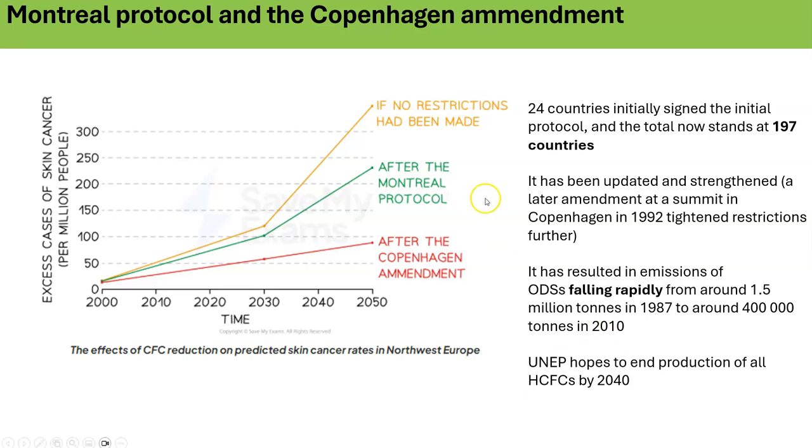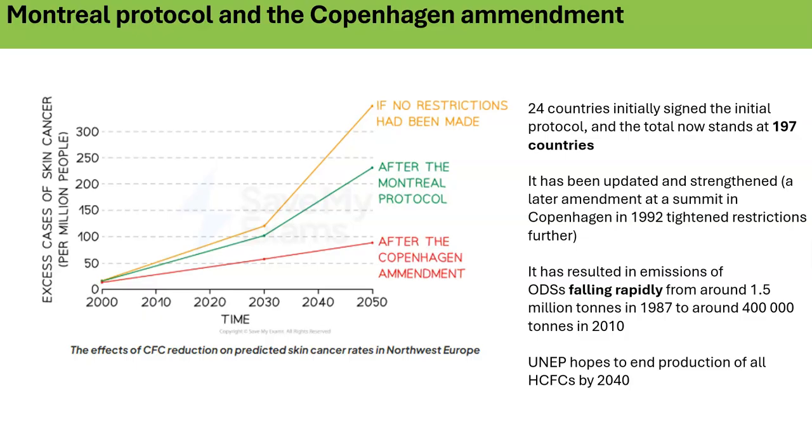that's how it goes. If no restrictions had been made, how many more skin cancer cases would we have gotten? More than 300 people per million, and after the Montreal Protocol that's reduced, and after the Copenhagen Amendment that's reduced even further. Still, the reduction in the ozone layer has increased the amount of skin cancer that humanity will suffer, but that's now better than what it would have been if we had done nothing.